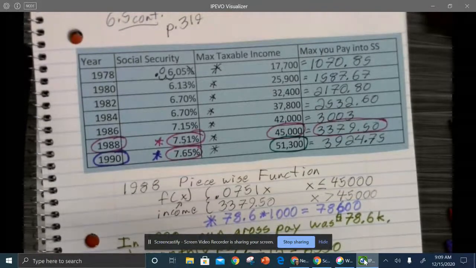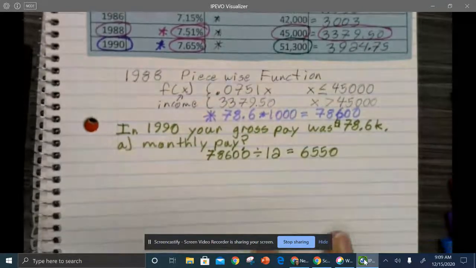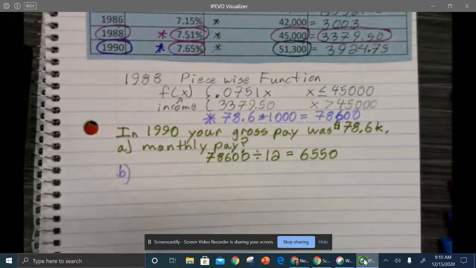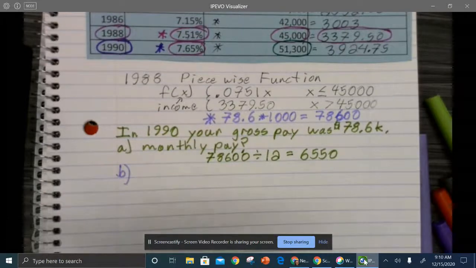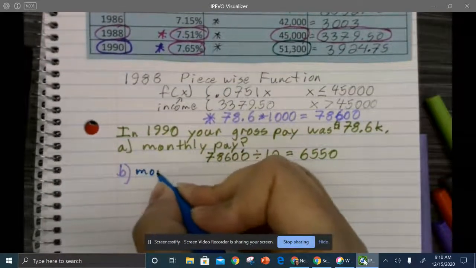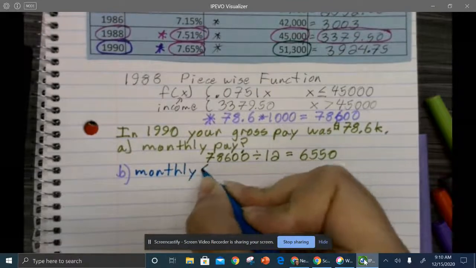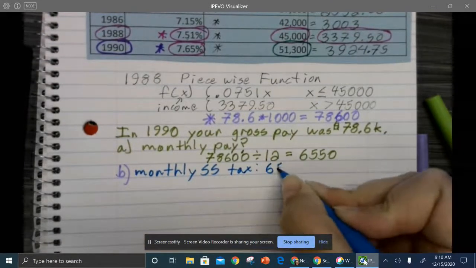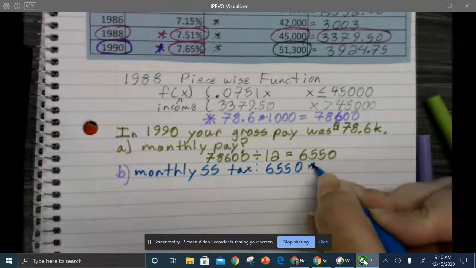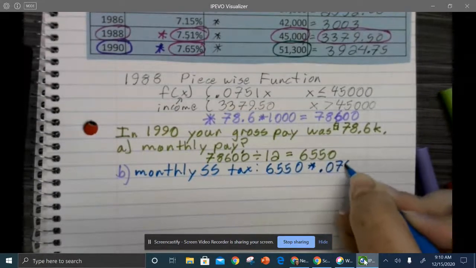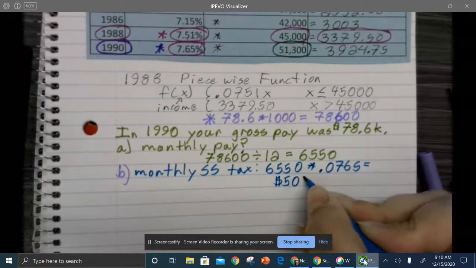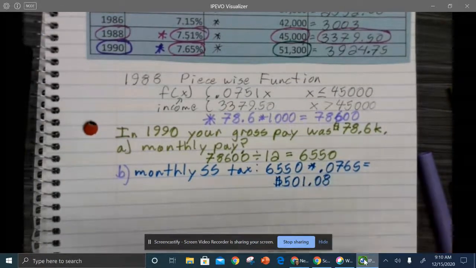Okay, so we're going to figure out your taxes for the month. So your monthly Social Security tax. $6,550 times 0.0765. So we got $501.08. Okay.